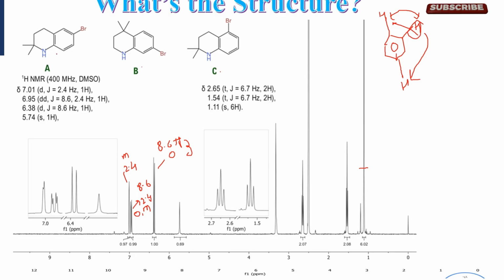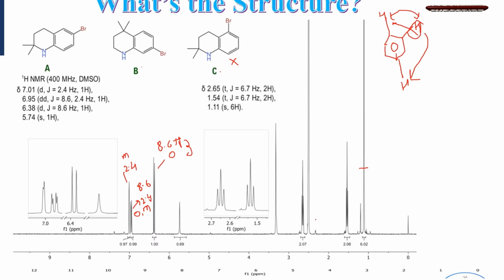Looking at the given structures, A has a similar substitution pattern, 2 ortho and 1 meta. B also has 1 meta and 2 ortho, whereas in C we have all 3 protons in an equal range. So this could not be our answer. The answer would be between A and B.